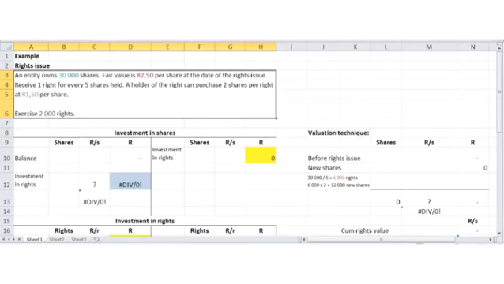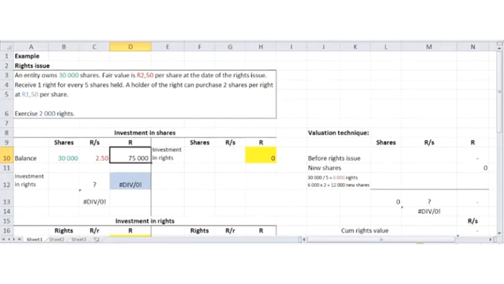First of all, the investment in shares needs to be restated to the cum rights value at the date of the rights issue. So 30,000 shares needs to be restated to R2.50, giving you a balance of 75,000 Rand. In a question, you would therefore first have to do a fair value adjustment to achieve that.